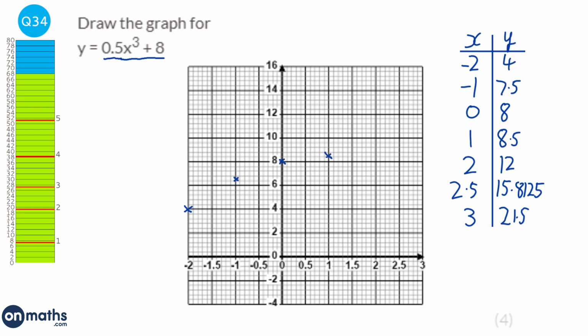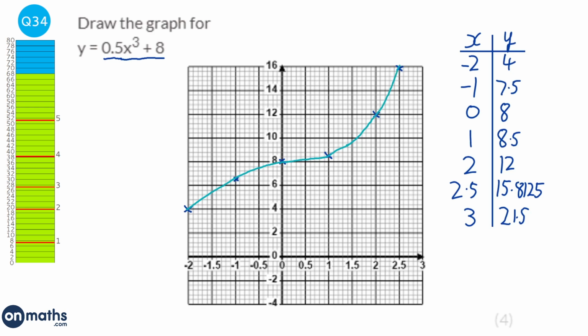2 is 12, and then 2.5 is just below that, 16. So it's almost at 16. Then the next thing we do is just join it up with a nice smooth curve. It's sometimes helpful if you turn your paper sideways. Obviously I can't do it when I'm on this computer. But you want to just keep drawing and don't lift your pen off at all. Just go with the points.